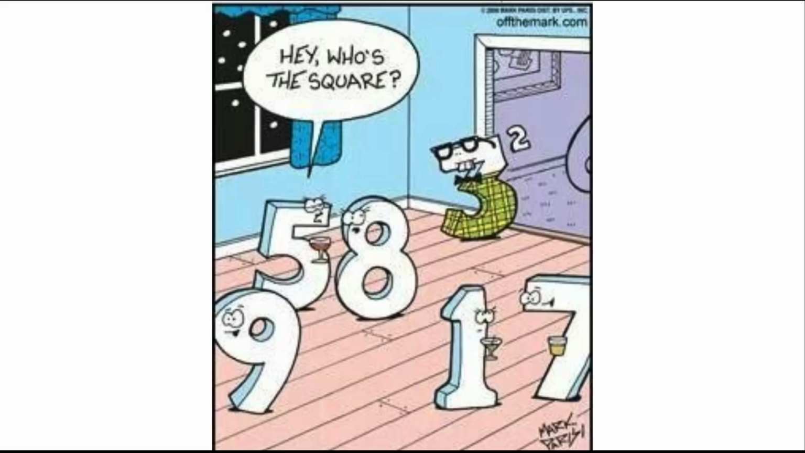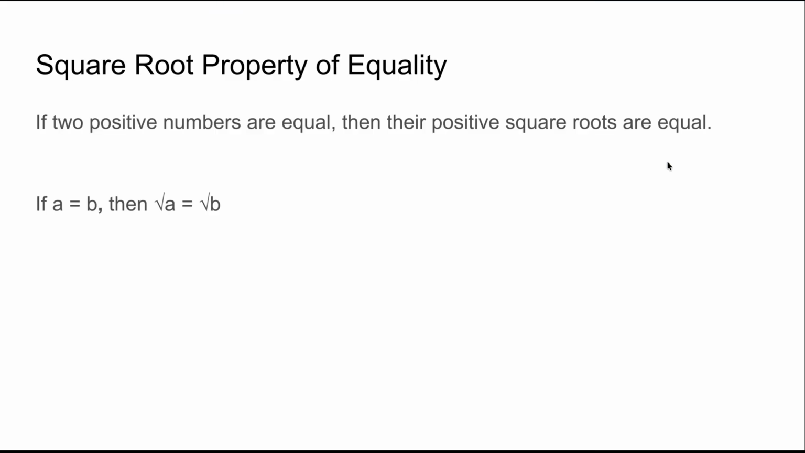So here's a party of some numbers and they say, oh, hey, who's the square? Now, people used to call people that weren't really fitting into the crowd squares. And you see how he has a little square up there? Okay, so, square root property of equality.